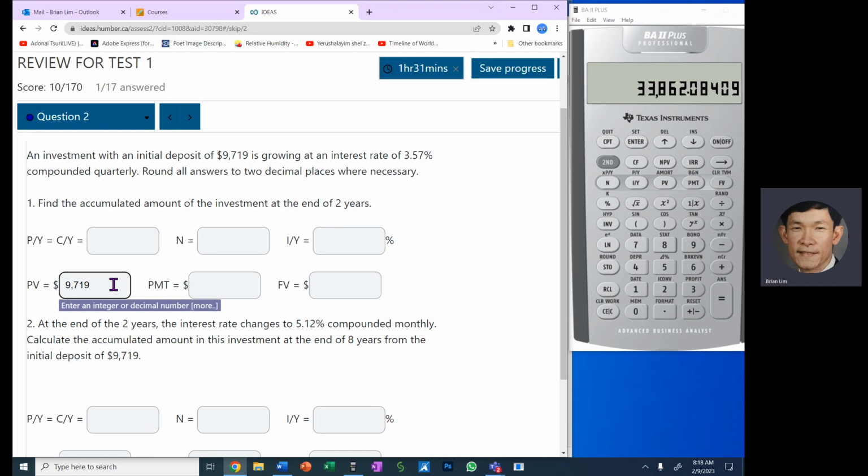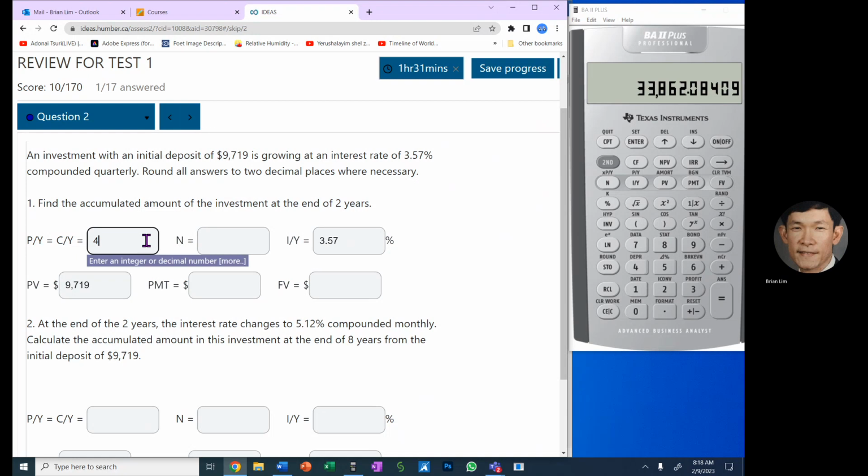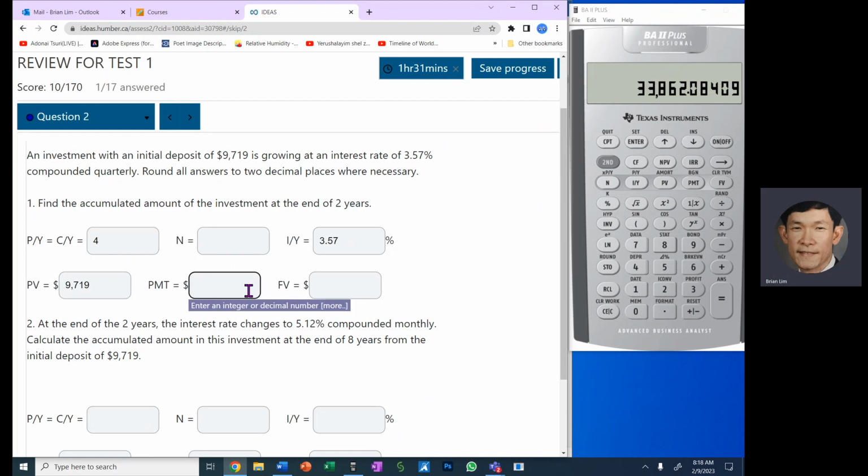So there we are for the present value. All right, now it's growing at an interest rate of 3.57. So there is the interest rate. I suggest that you copy and paste and do it properly though, just get the numbers. And this one is compounded quarterly. So because PY equals CY would be equal to 4. Okay, the payment is 0 because these are not periodic payments. It's just one deposit. And then we would like to find the accumulated amount, which would be the future value.